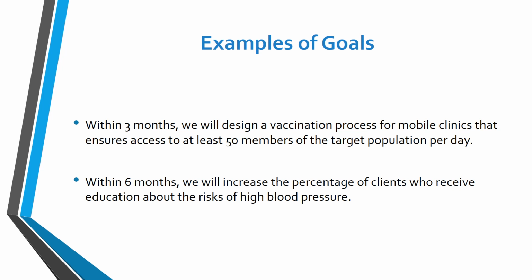Here's another example. Within 6 months, we will increase the percentage of clients who receive education about the risks of high blood pressure. Does this goal meet all the SMART elements? Is it specific, measurable, attainable, realistic, and time-based? What is the specific target population? How many clients define a significant increase? Take your best shot at revising these goals or stating your own goal.